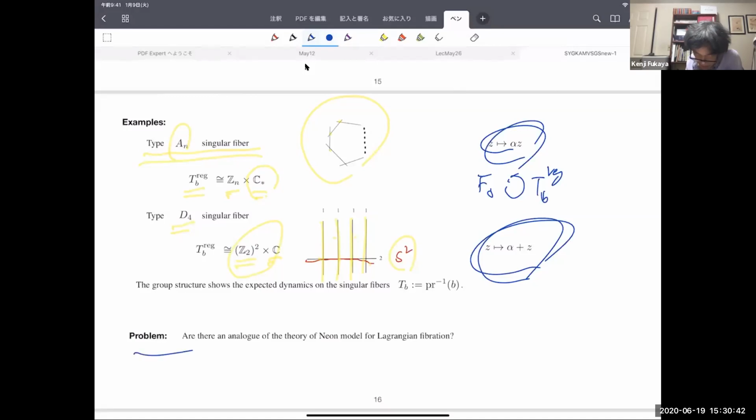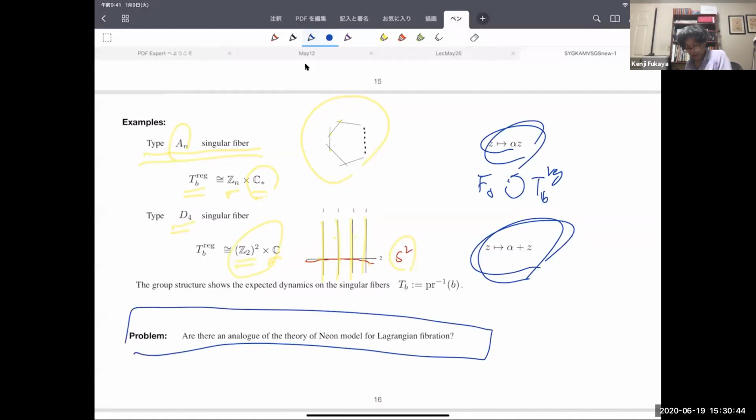And my question is, can we generalize it to higher dimensions, to a kind of Lagrangian version of the Neron model? For example, you consider this three-dimensional case, then what are the singular fibers, and what is the abelian group structure, and how can you classify? But I don't have any idea yet.